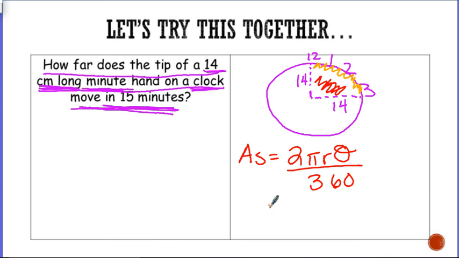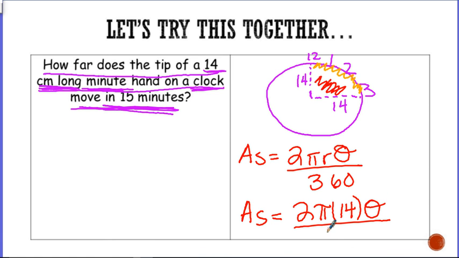All right, so I need to put in the parts. So to find the arc length of this sector, I would do 2 pi 14, and I need to find theta over 360. So I don't know theta yet, but I know enough information to help me figure out theta. Well, here's what I know. 60 minutes on a clock is 360 degrees.